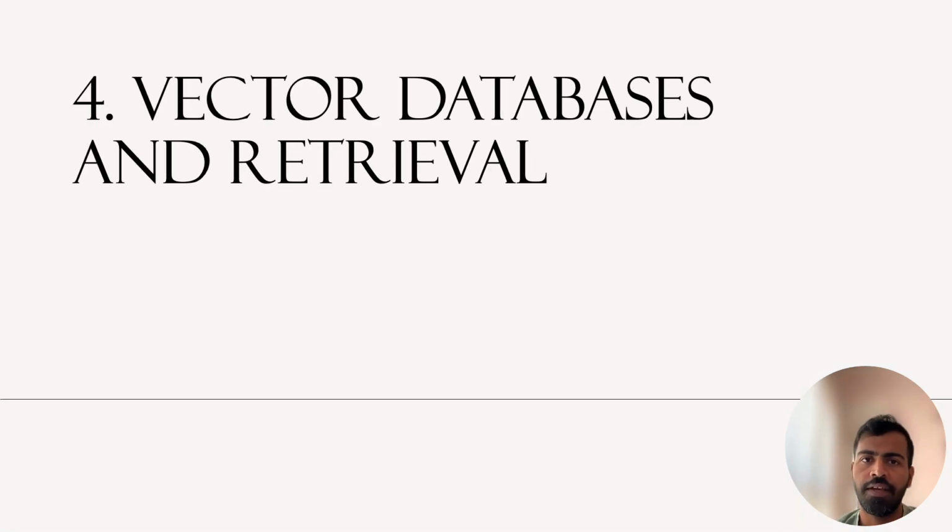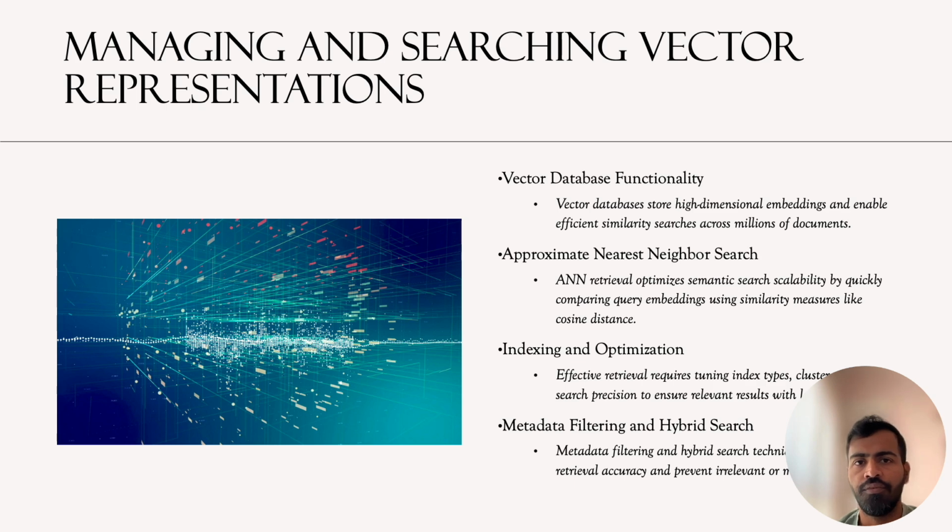So, managing and searching vector representations, designing efficient top K retrieval. Let's understand it. The vector database stores high-dimensional embedding vectors and enables fast similarity search over them. At query time, we compare the query embedding to stored vectors using metrics like cosine distance to find the closest matches.